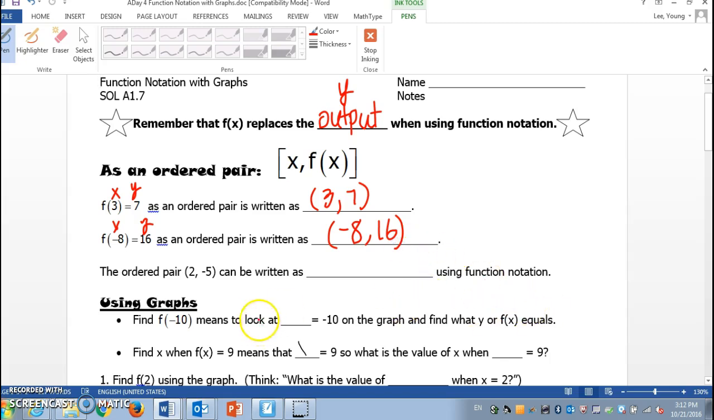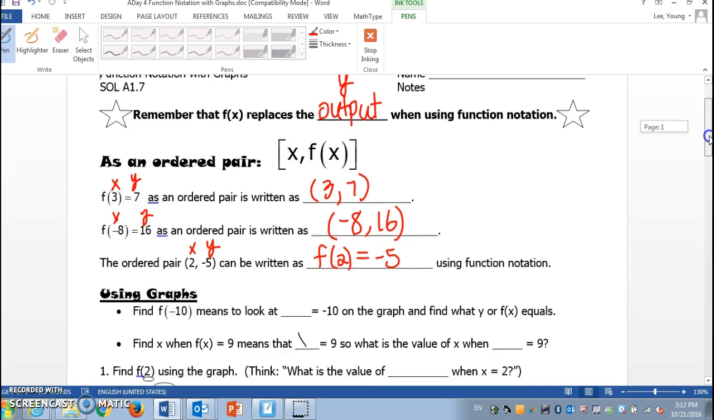Right? And the ordered pair (2, negative 5) can be written using function notation. Now we're going backwards. So when we have an ordered pair, the first one is the x, the next one is the y, and we can write that in function notation. f of something has to equal something. Which one is the input? 2 is the input, so 2 goes inside, and negative 5 is the output, so it goes outside. Got it? So far so good.